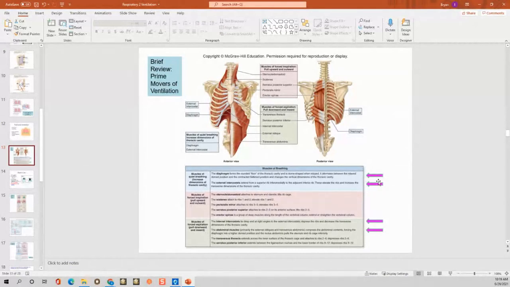Lots of them. Focus on the ones with the pink arrows. But look at all of these muscles and try to remind yourselves which ones you learned about in A&P 1.